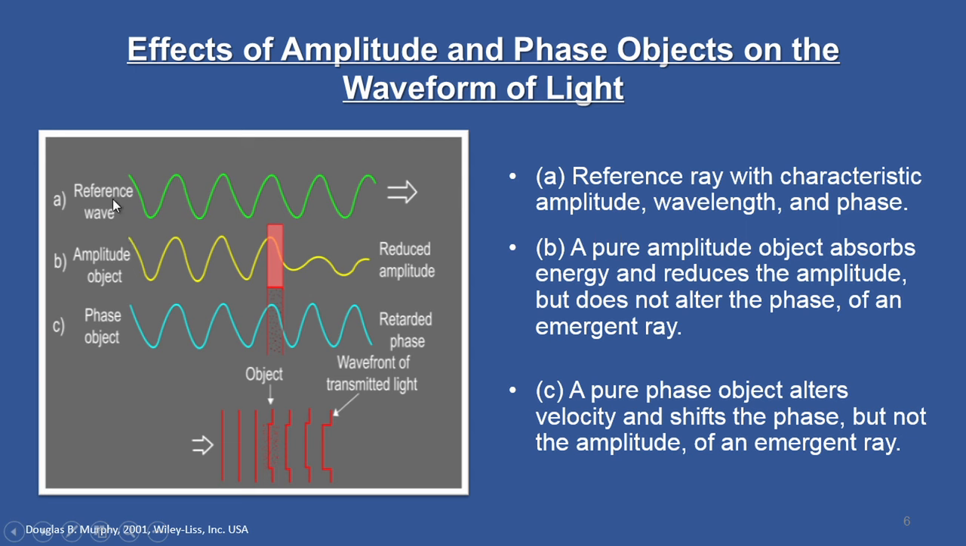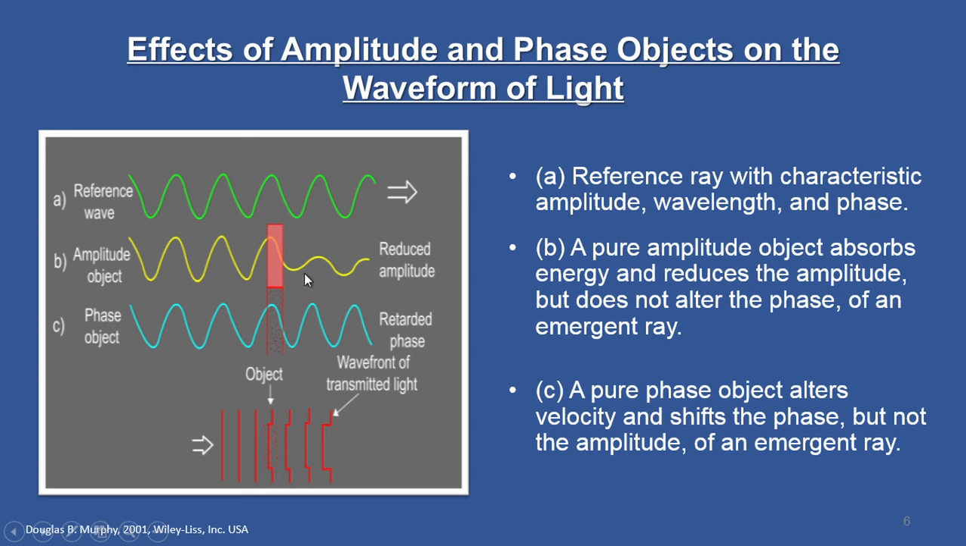The schematic A shows the reference wave, and schematic B shows an amplitude object. This is an object, and schematic C shows a phase object. So what is the difference you see? So you have the reference wave here, and an amplitude object. That means when the wave passes through this object, your amplitude is getting influenced. In this case, it is reduced.